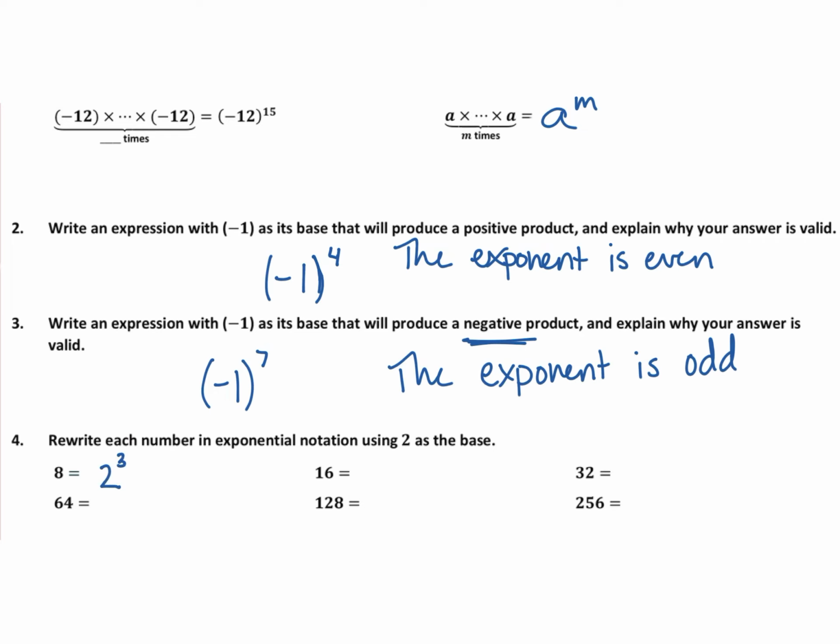What if I multiplied 8 by 2? What would that give me? 8 times 2 is 16, which means I need one more 2. 2 times 2 times 2 times 2. 4 2s. 4 times 4 is 16. That's a way that you can check. 32. Well, that's 16 times 2, so it must be one more 2 than before.